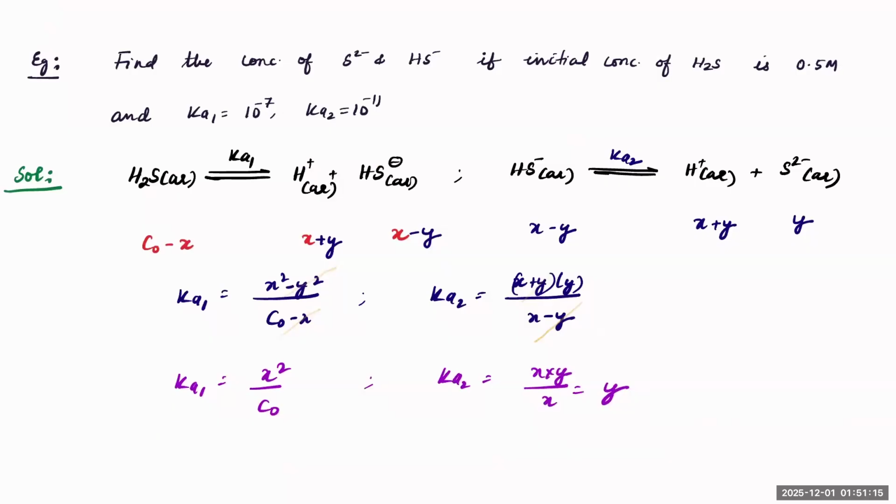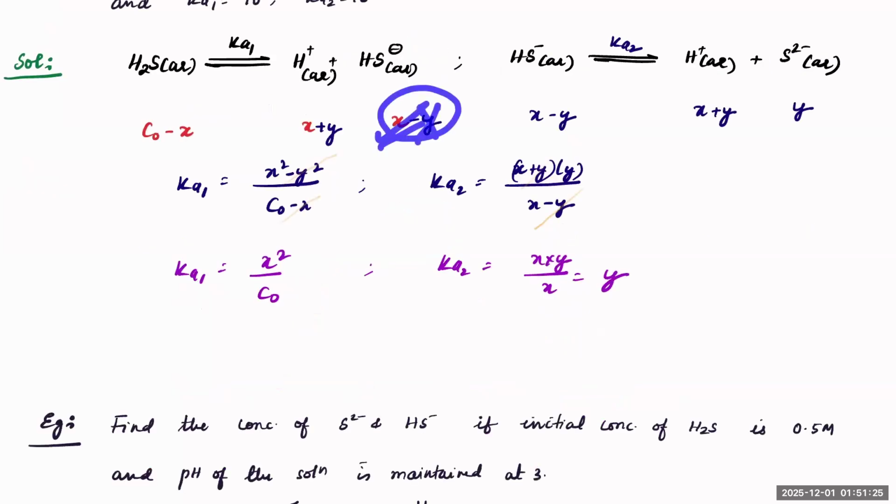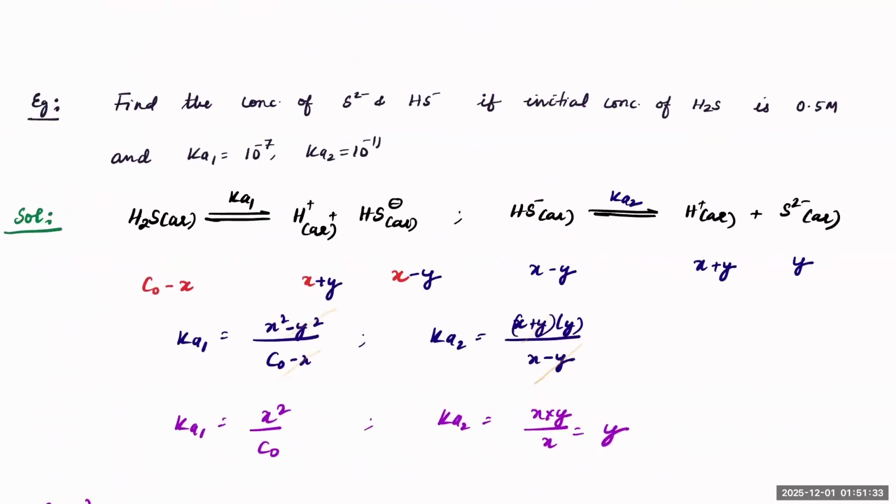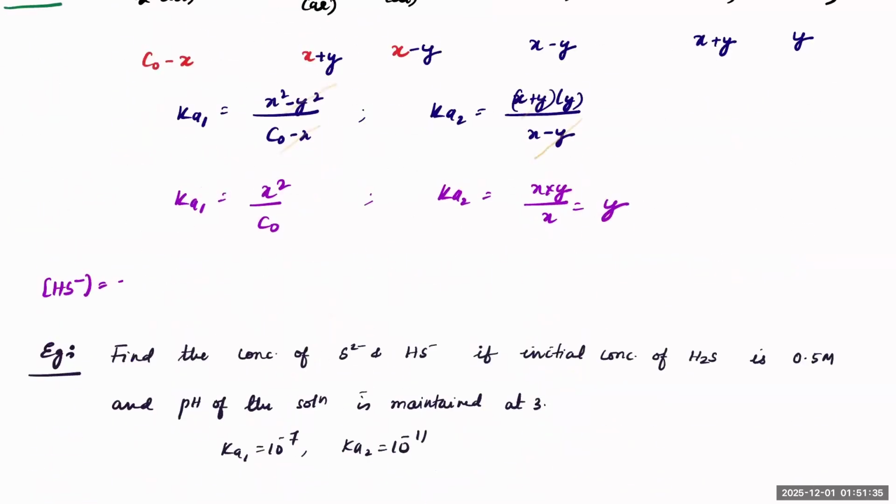Now, what is Ka1? What is X and Y here? So we require to calculate S2 minus concentration. S2 minus concentration is Y, and HS minus concentration is X minus Y. Y is ignorable, so X. So first write down those values. So HS minus concentration is equal to, it will be same as X.